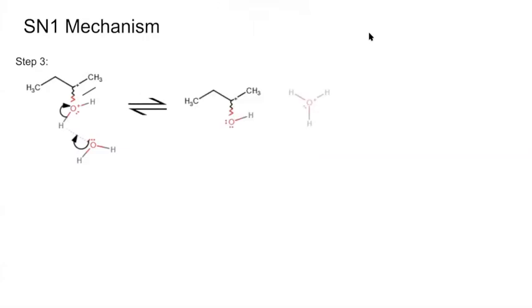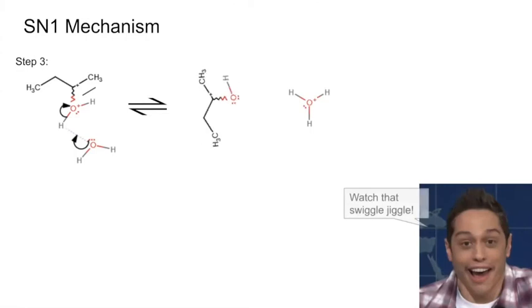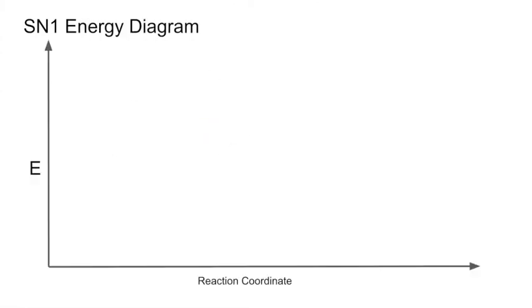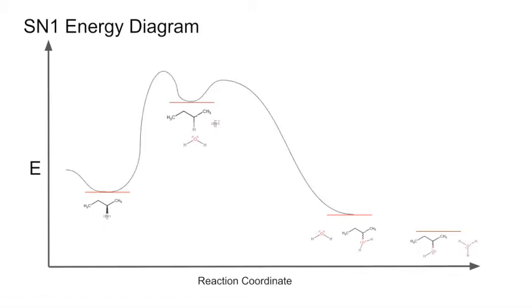So then another water molecule comes and deprotonates it. And there we go. Watch that swizzle jiggle. And here's the reaction coordinate diagram. First step is rate determining and endothermic because we only break a bond. Next step's exo and the final step's exo as well. As you can see, our humps. This one's got 3 steps, huh?